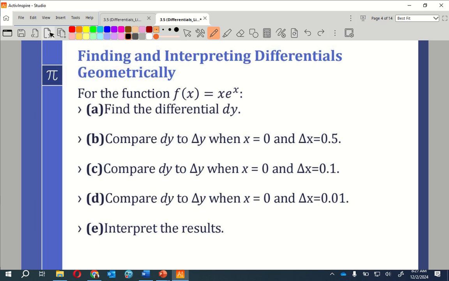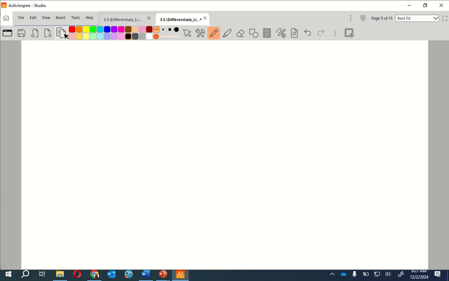So for the function f of x is equal to x times e to the x, find the differential dy. Okay. So we know what this is first. We already know what this is. So that's my f. Let's find f prime. What rule am I using here? I'm using the product rule, right? So product rule. So let's go ahead.